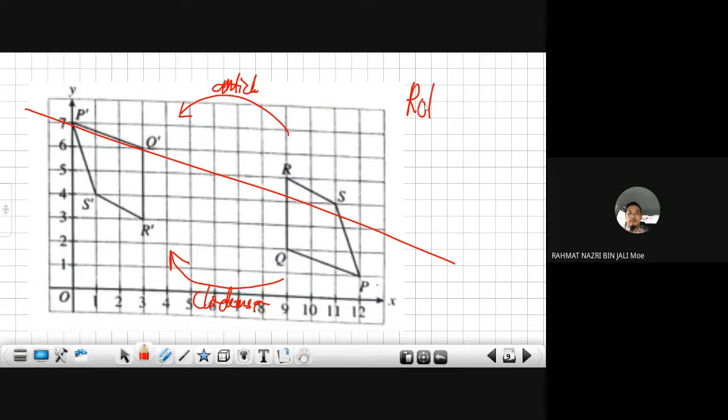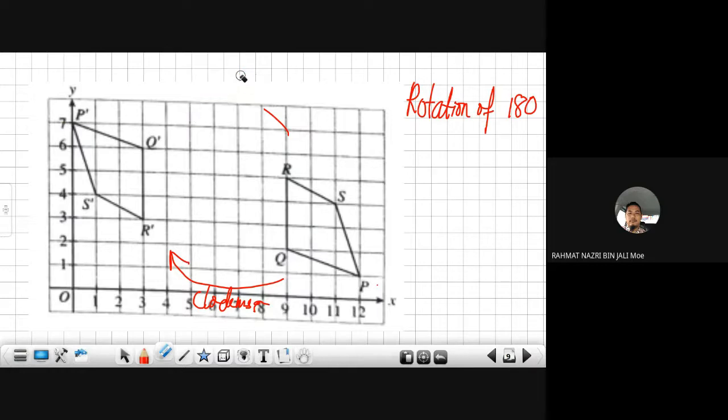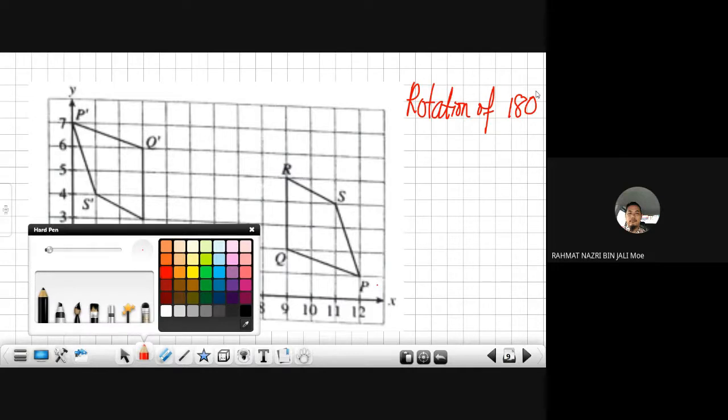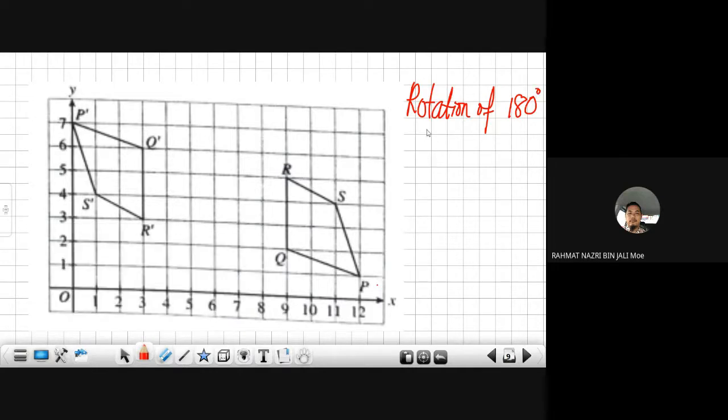This is a rotation of 180. Let me clear this first, because we want to find the center after this. So this is a rotation of 180, so no need to mention the direction. We only need to find the center. So at point, okay, the coordinates of the center we need to find using the earlier method.